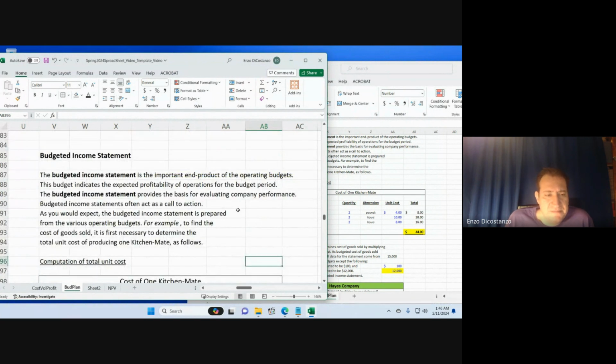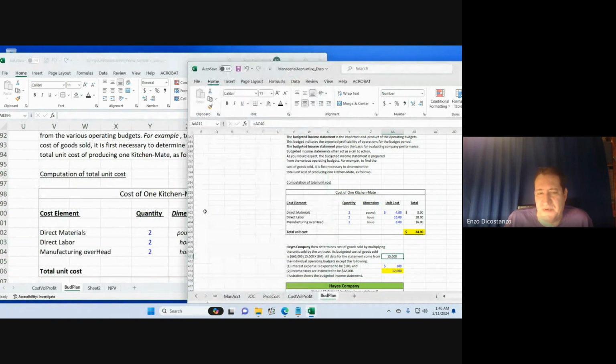So it says budget income statement and product of the operating budgets. The expected profitability of operations for the budget period. The income statement provides basis for value and company performance. Sure. Okay. Or often act as a call to action, saying, yeah, well, that's typical.